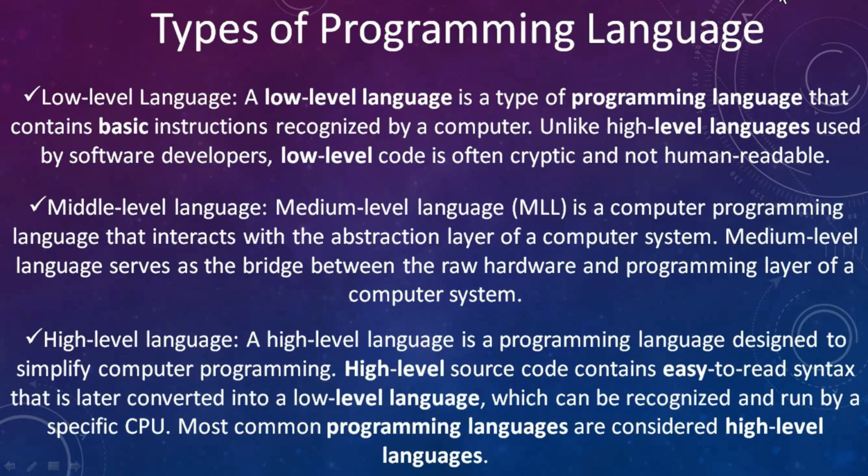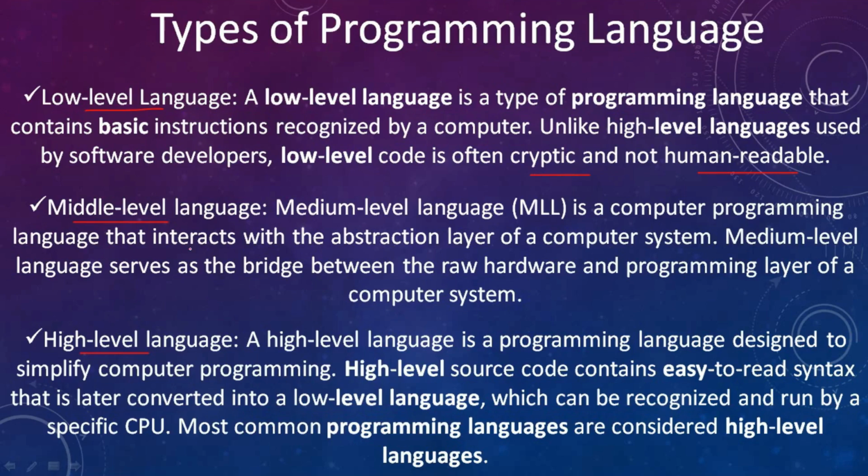Now there are three types of programming language. The first one is a low level language, the second one is a middle level language, and the third one is a high level language. Now what is a low level language? A low level language is a type of programming language which contains some basic instructions which are recognized by the computer. So if you instruct a computer by these instructions, the computer will understand without a mediator. Now what are the disadvantages? These are cryptic and not human readable.